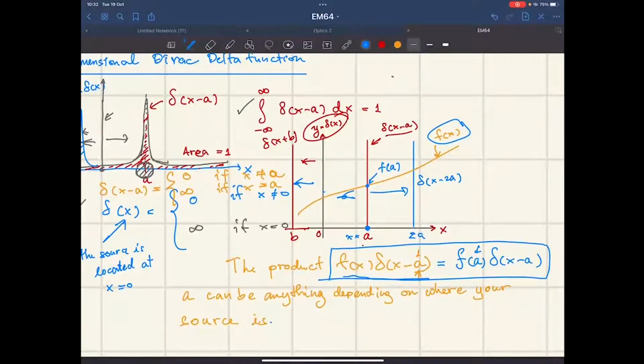Any questions? No? a can be, as I say, anything. It depends on where your source is located.